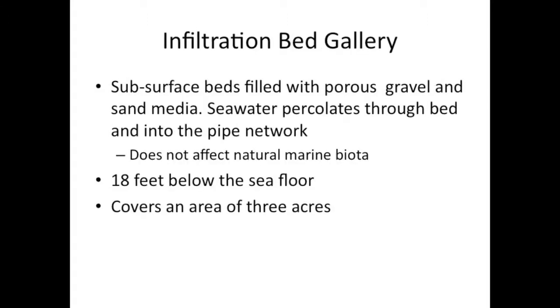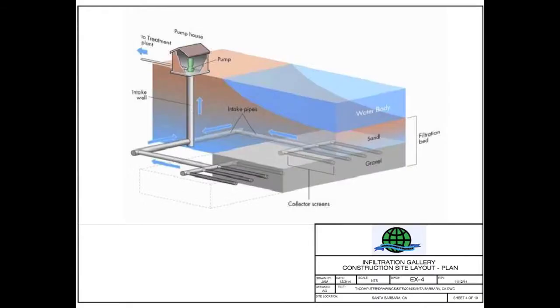The desalination plant begins with a cutting-edge water intake technology referred to as an infiltration bed gallery. The infiltration gallery is a system of subsurface beds filled with porous gravel and sand media. The source water, which in this case comes from the Pacific Ocean, percolates through the voids in the filtration media and enters the intake pipe network. This percolation of water allows us to take in large amounts of seawater without affecting the natural marine biota from the surrounding area. The infiltration gallery is at a depth of 18 feet below the sea floor, covering an area of 3 acres.